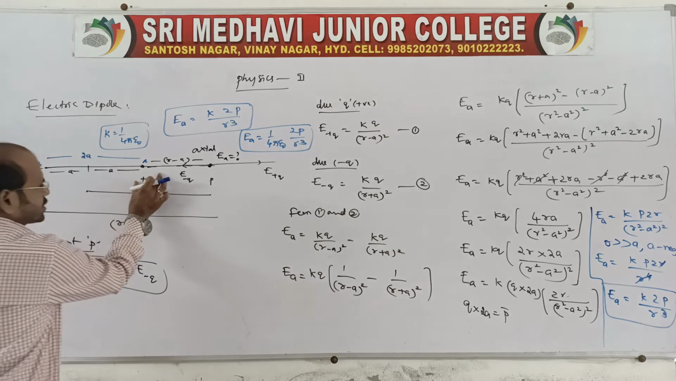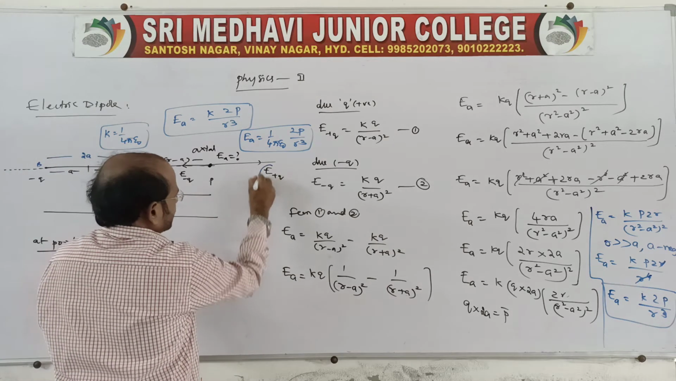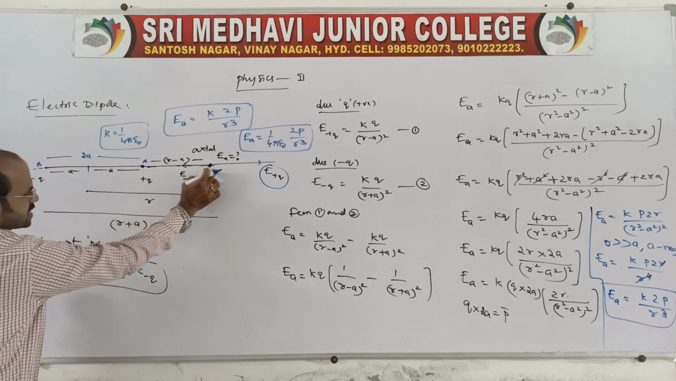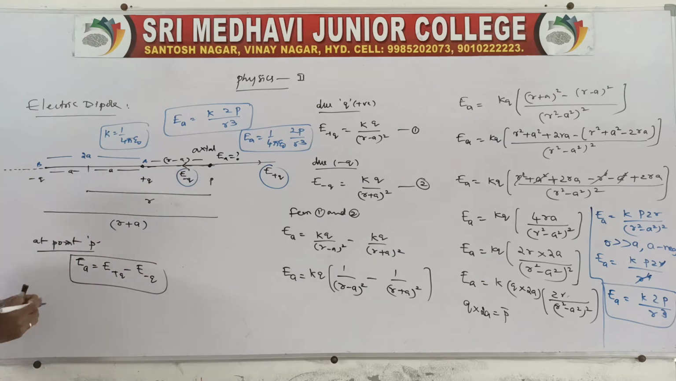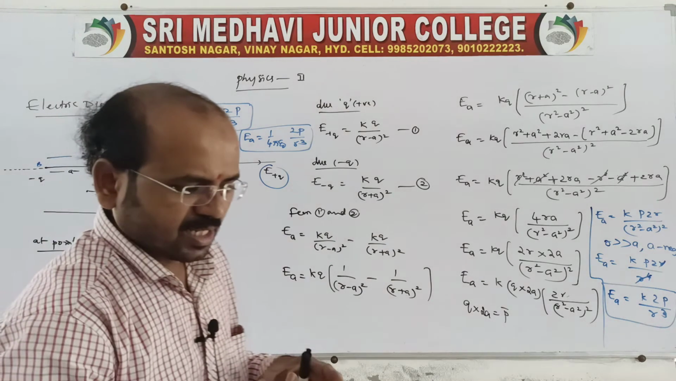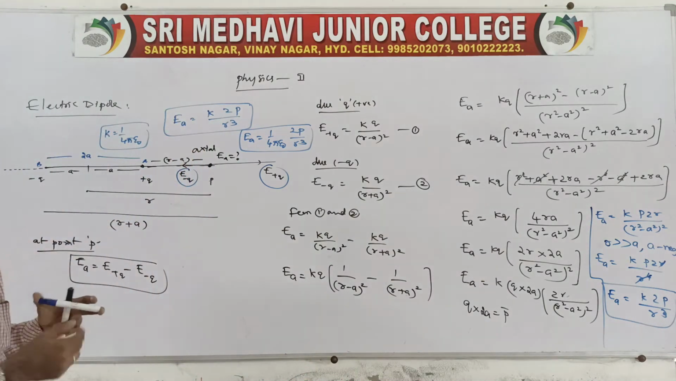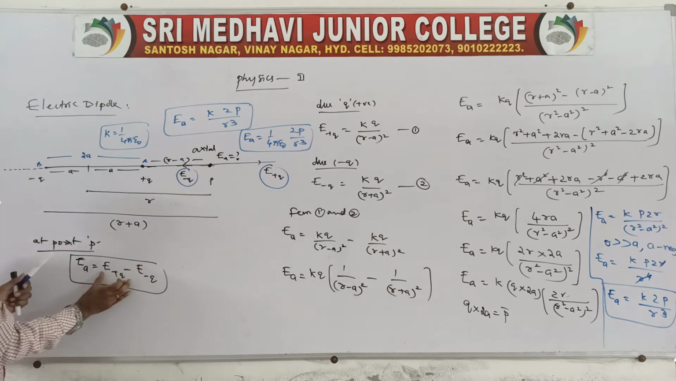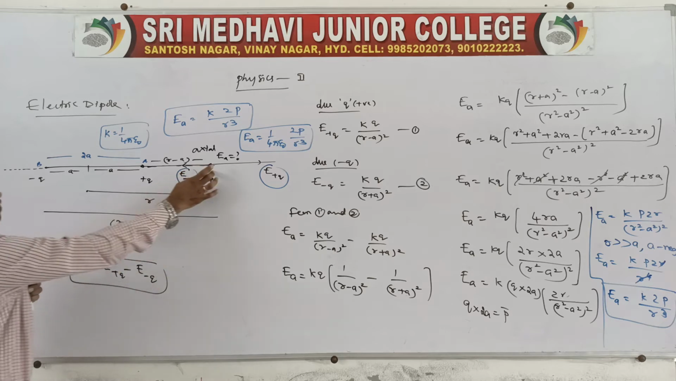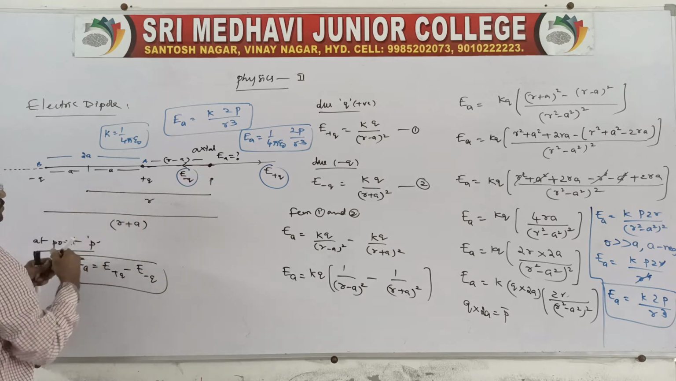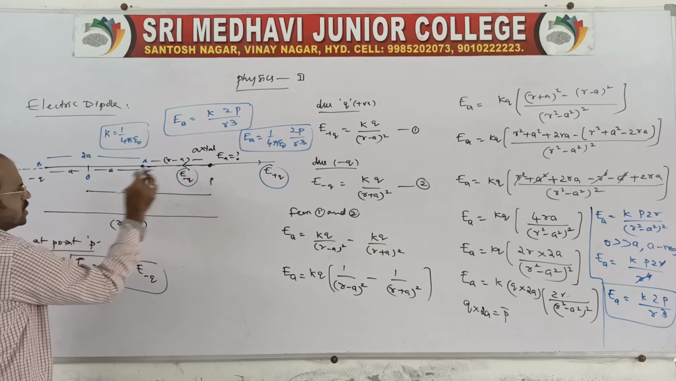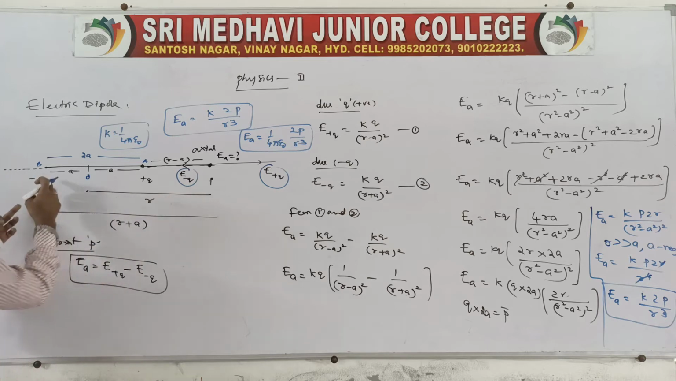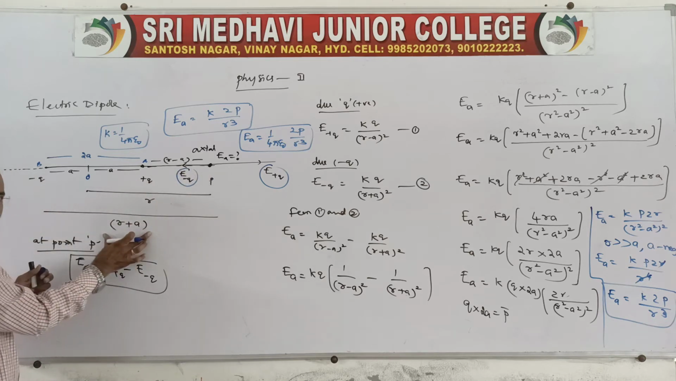So due to plus q, the field intensity acts away from it, that is E plus q. Here, due to minus q at the same point, the field acts towards minus q, because for a negative charge the field acts towards it and for a positive charge the field acts away from it. So at a point P on the axial line, the resultant will be E plus q minus E minus q, and this point is at a distance r from the center. From plus q the distance is r minus a, and from the negative charge the distance is r plus a.